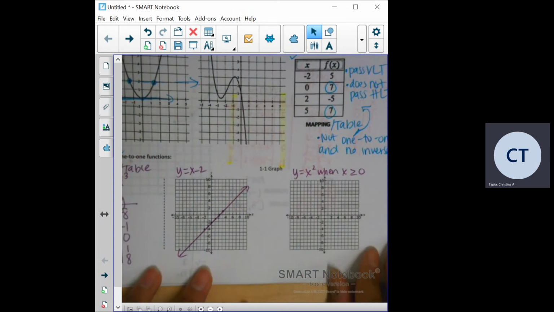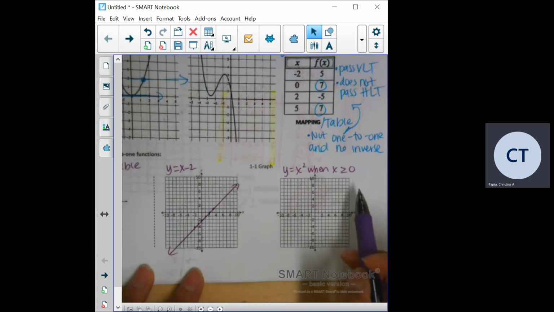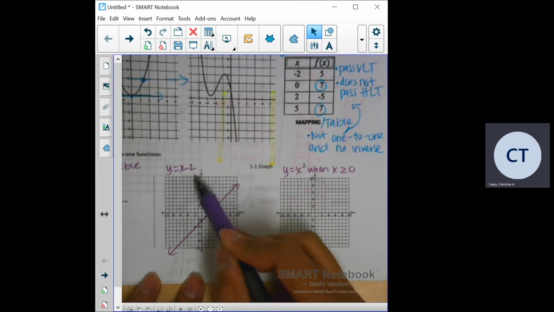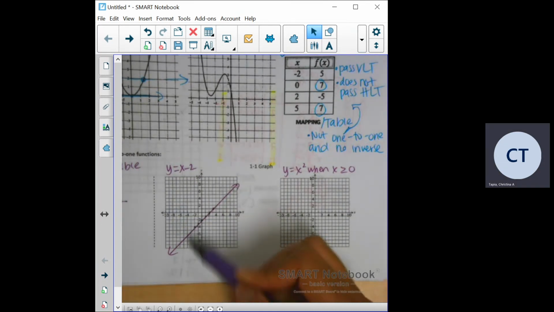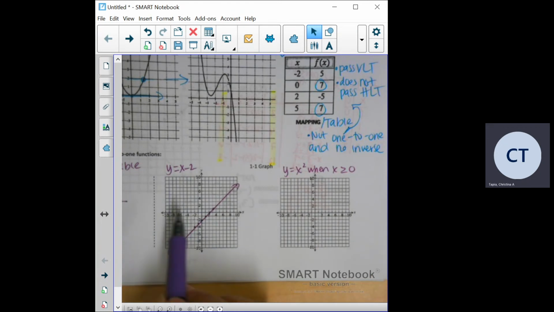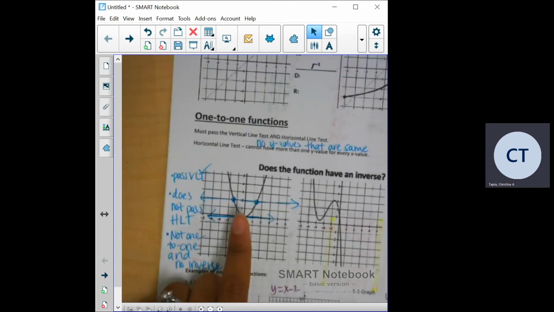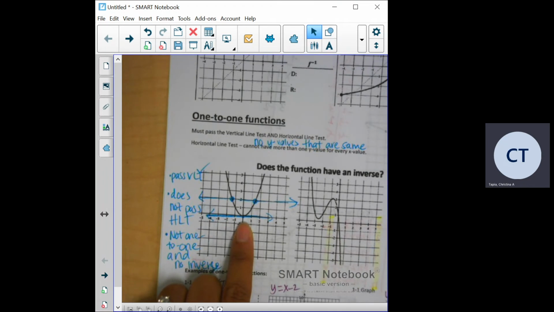For y equals x squared, when x is greater than or equal to 0, I would probably make a table for this. So for the y equals x minus 2, obviously if we draw vertical lines, it'll pass the vertical line test. If we draw horizontal lines, it will pass the horizontal line test as well. For y equals x squared, that's the exact same graph as this, but we're restricting it to only look when x is greater than or equal to 0. So we're really just graphing this right-hand side of your graph.